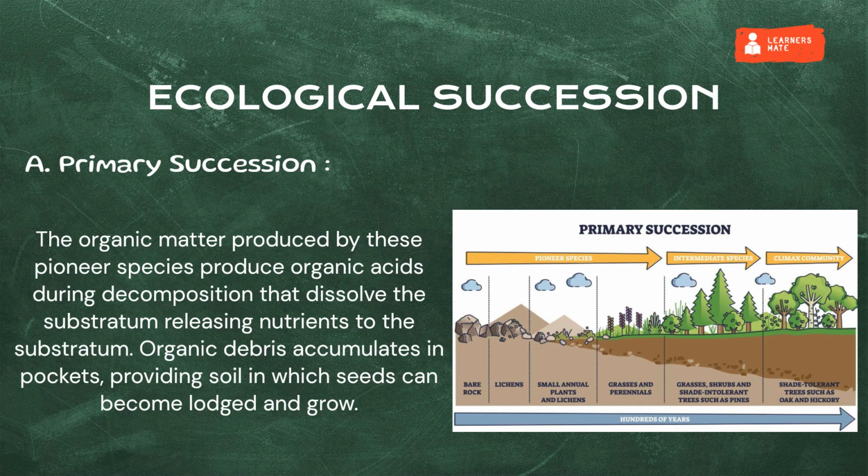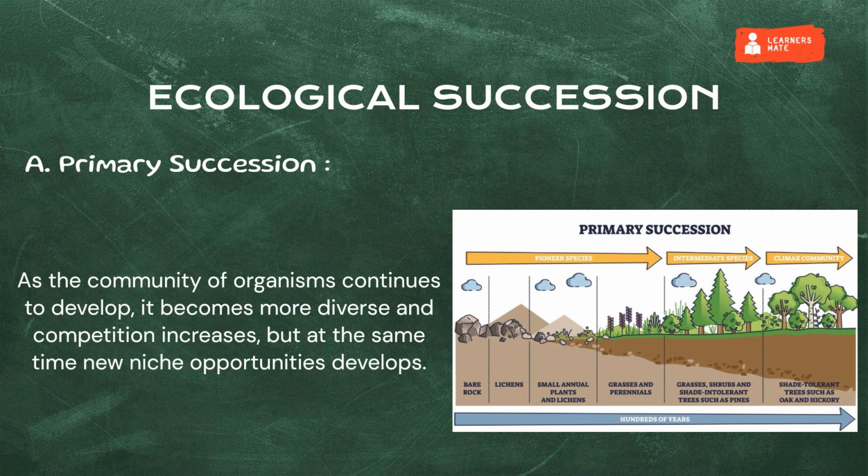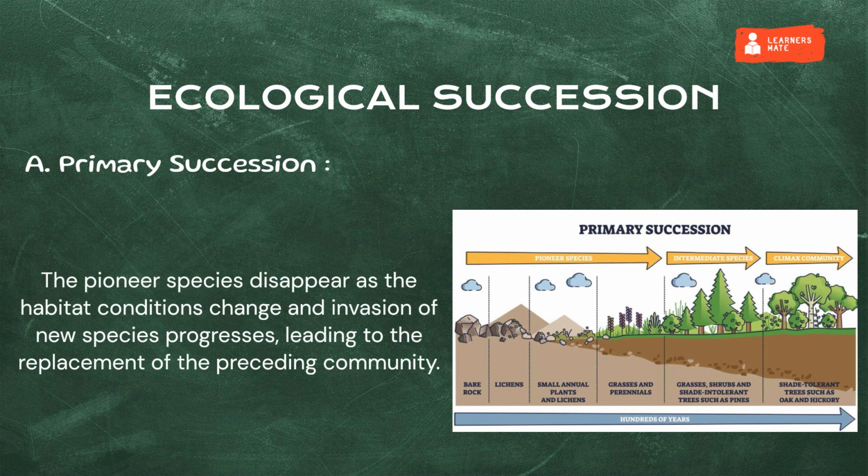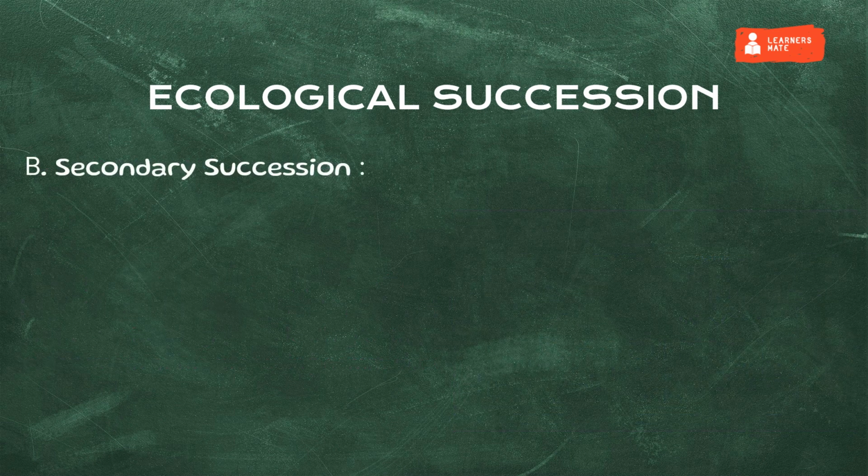The organic matter produced by the pioneer species produces organic acids during decomposition that dissolve the substratum and release nutrients. Organic debris accumulates in pockets, providing soil in which seeds can become lodged and grow. As the community of organisms continues to develop, it becomes more diverse and competition increases. But at the same time, new niche opportunities develop. The pioneer species disappear as the habitat conditions change and invasion of new species progresses, leading to the replacement of the preceding community.